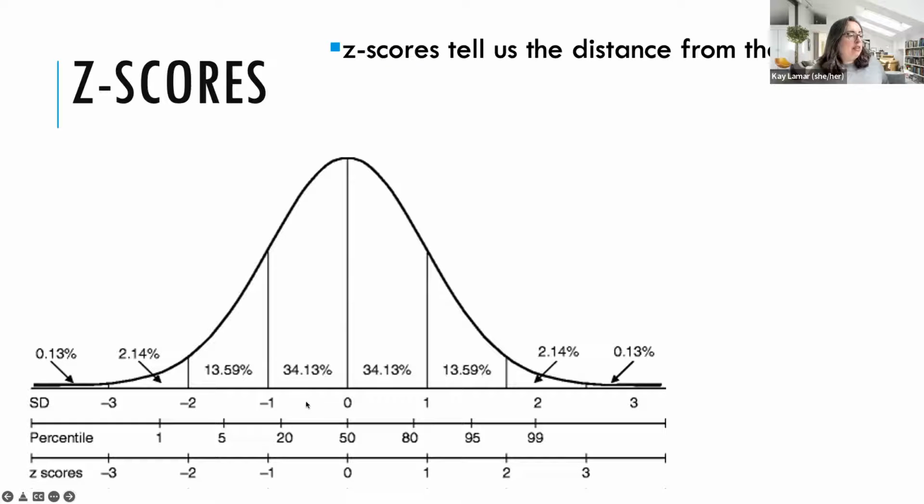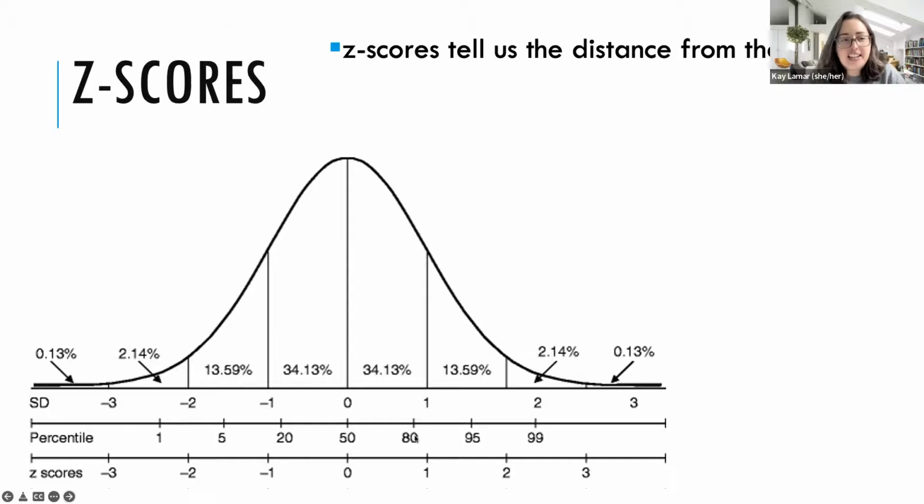Now, if we look below the row for standard deviation, we have this thing called percentile. Percentile just tells us how much of the sample or population scored below a certain value. So we can see that the mean cuts the distribution in half, and that's why it's at the 50th percentile. 50% of the sample or population falls below that value, and 50% falls above. Now, the cool thing is that if we look a little bit below a standard deviation of 1, we see we have the 80th percentile, okay?